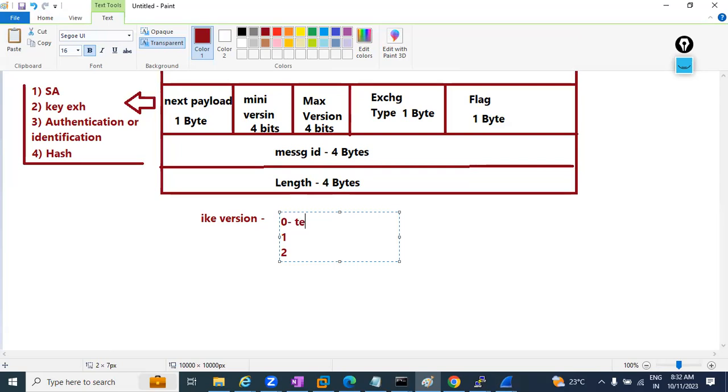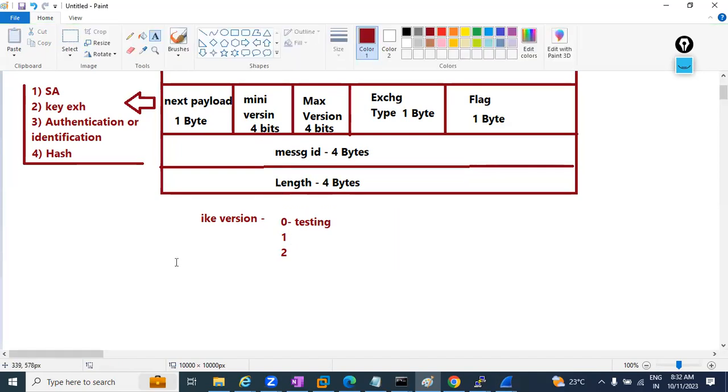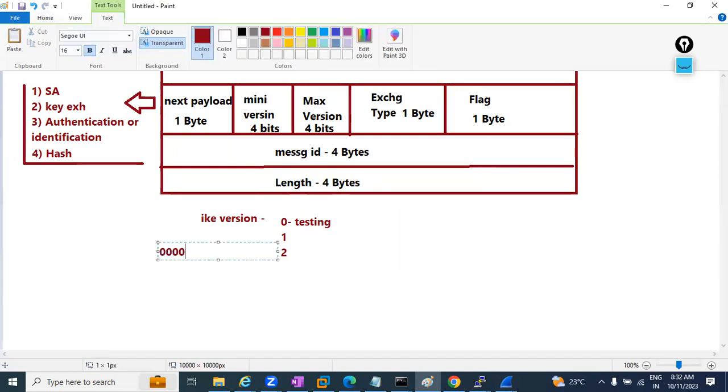Version 0 was for testing purposes. We didn't use it, but we use IKEv1 and IKEv2. This is just a 4-bit field, so 1, 2, 3, 4. This is the minimum version here. And in the maximum version, what would be there? The maximum version is whichever version of IKE you are using. Let's consider right now I'm using IKE version 1. So what would the value be?